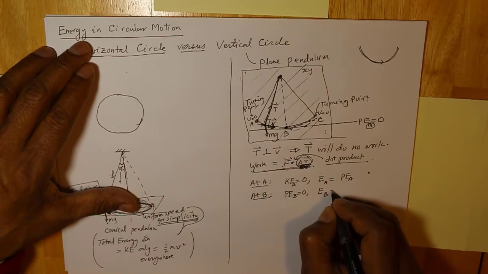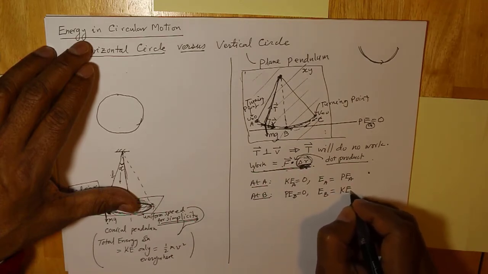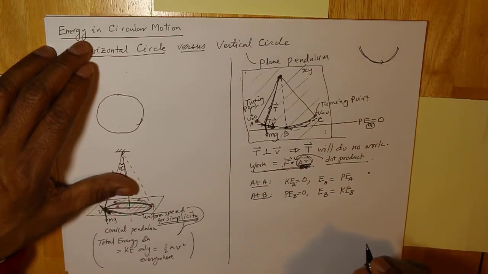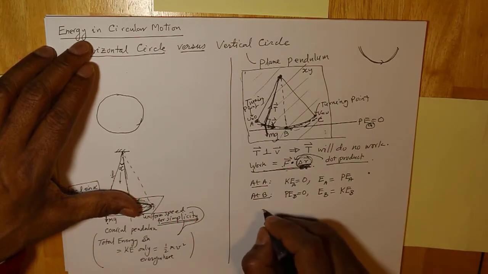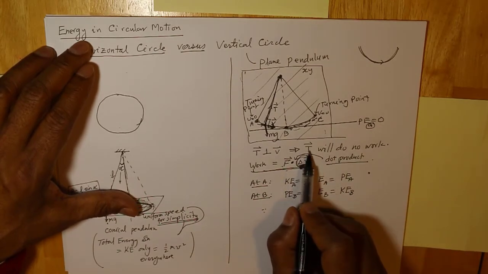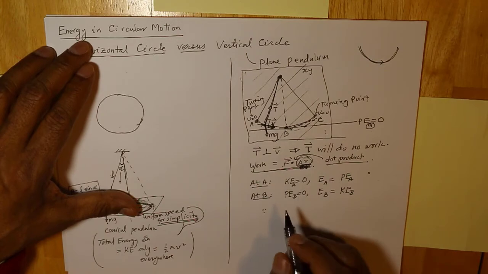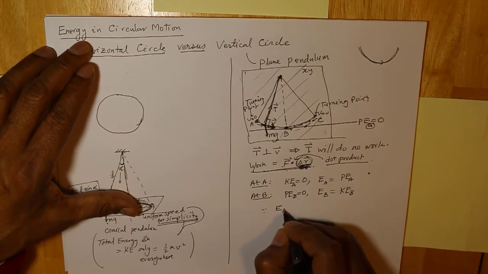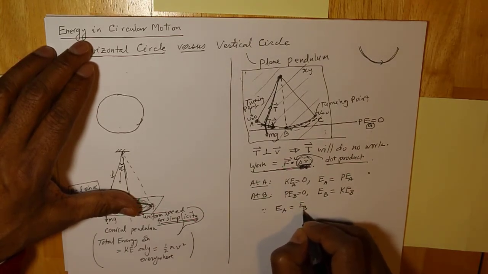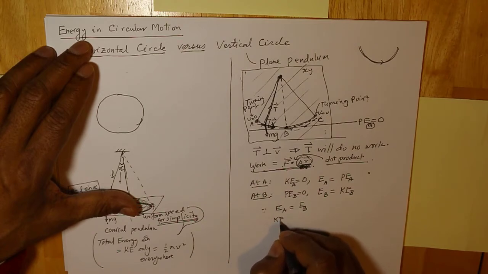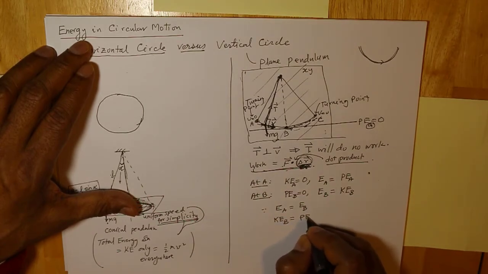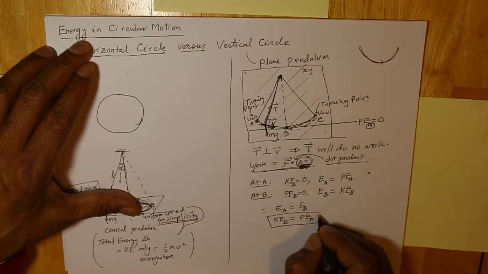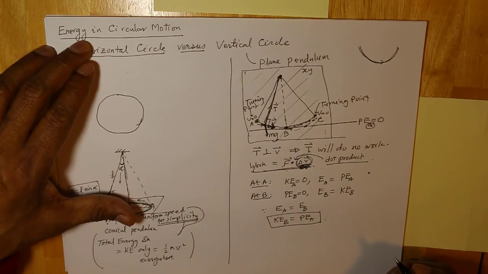So energy at B is all kinetic energy at B. And since tension is the only other force and does no work, you have energy conserved. So energy at A equals energy at B. So kinetic energy at B equals potential energy at A. This is our fundamental observation here.